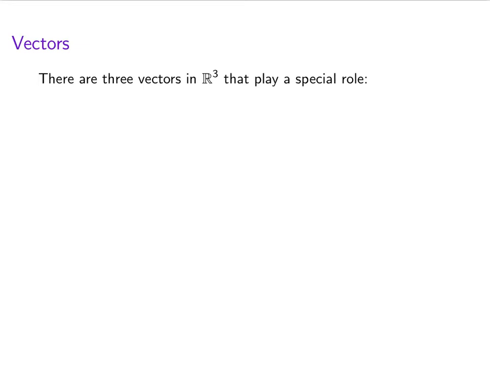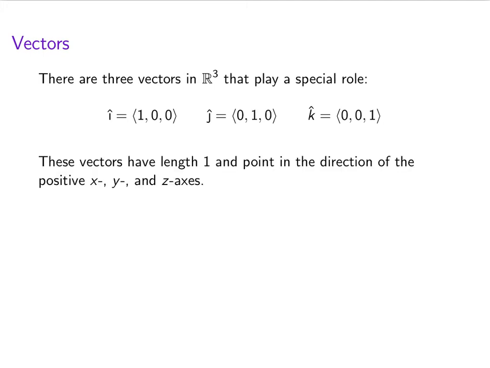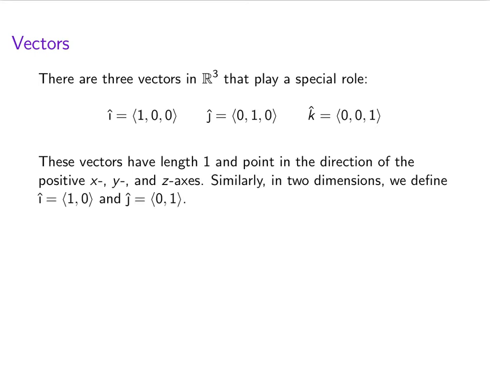Now, there are 3 particular vectors in R3 that play a very special role. These are the vectors (1, 0, 0), (0, 1, 0), and (0, 0, 1). And they're so special that we give them names. We're going to call them i, j, and k. All these vectors have length 1, and they point in the direction of the positive x, y, and z axes. Now, in 2 dimensions, we'll call i the vector (1, 0), and j is the vector (0, 1). There is no k in 2 dimensions.